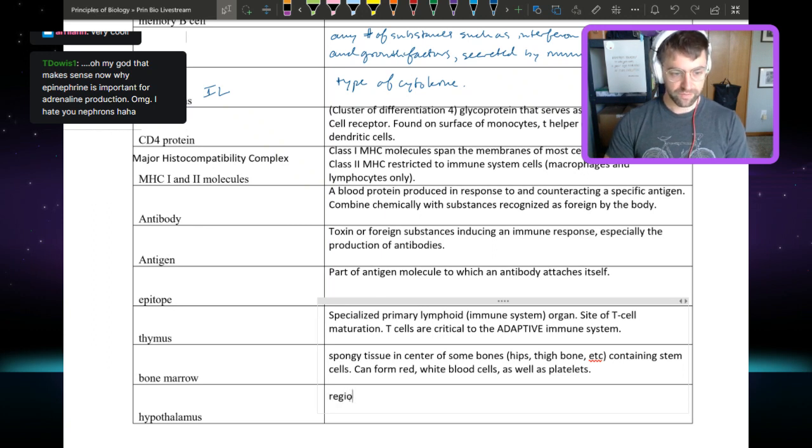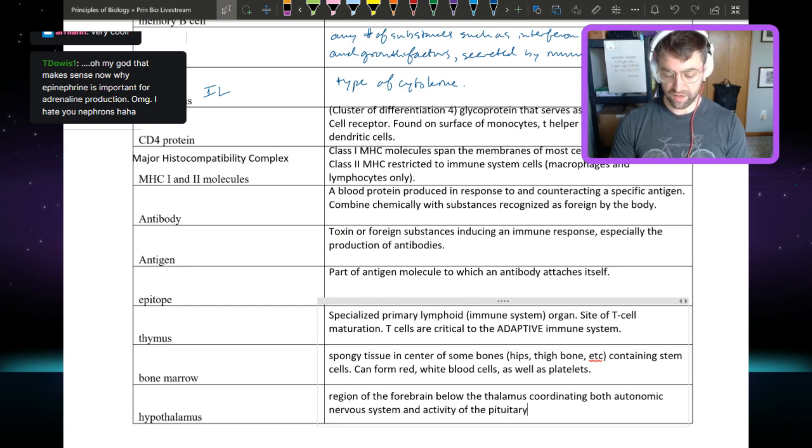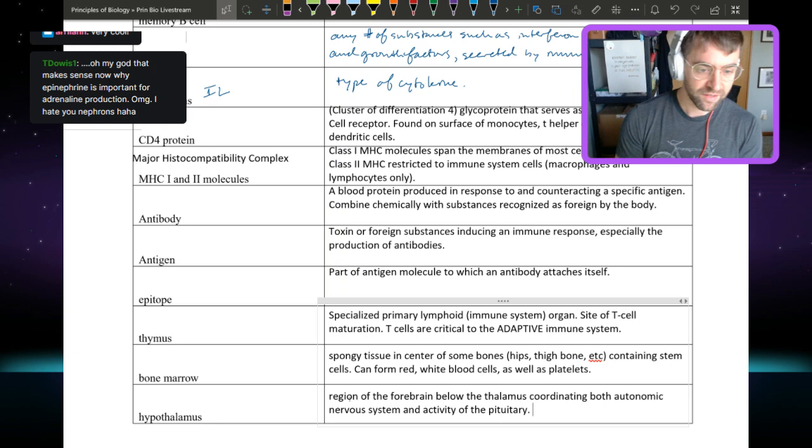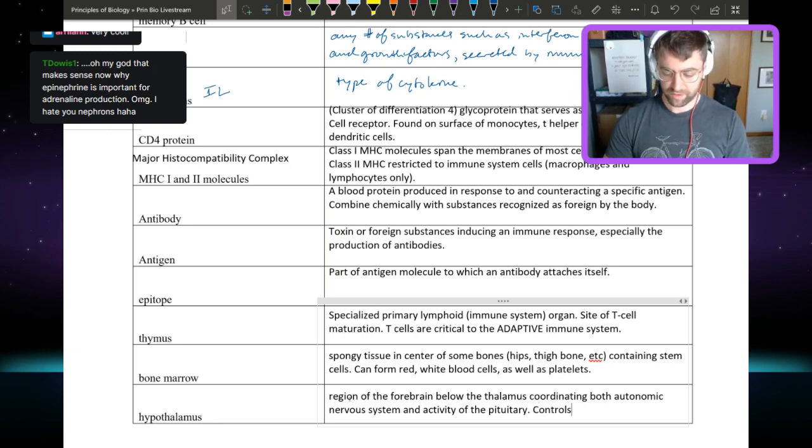So the hypothalamus, region of the forebrain below the thalamus, coordinating both autonomic nervous system and activity of the pituitary. We'll get really in depth in the pituitary when we get into the endocrine unit, and I can't remember if that's winter or spring term, but I'm excited for that one. Controls body temp, or helps control.